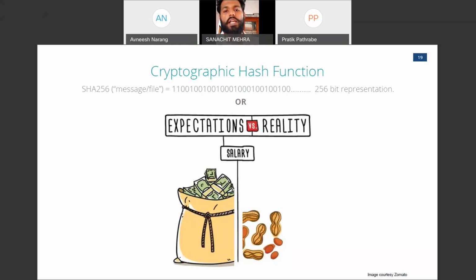So a cryptographic hash function is, again, a cryptographic function, obviously. It takes a message as an input. It can be a message, it can be a file, it can be anything. It takes an input and it spits out a digest of a fixed length. Now, what's so great about it?